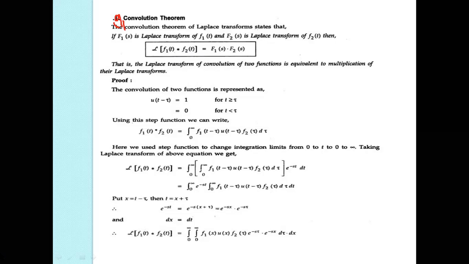Got it, my students? Now, using the convolution definition, the convolution is the integral from minus infinity to infinity of f1 of tau and f2 of t minus tau d tau. Here they are taking f1 as t minus tau and f2 as tau. Nothing is different. I will explain here.